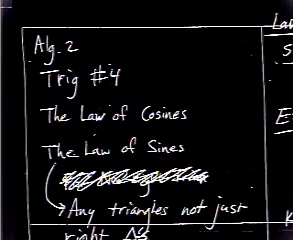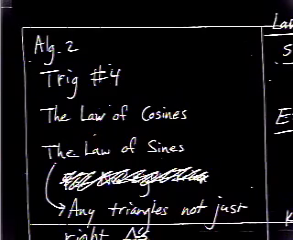Alright, Algebra 2, this is your last video of the year, trig video number 4. This is the law of cosines and the law of sines. Now, the law of cosines will be used on non-right triangles, although you could use it on right triangles, but then it just turns into the Pythagorean theorem, and I'll show you that later. So I'm sure that doesn't make any sense at the moment.